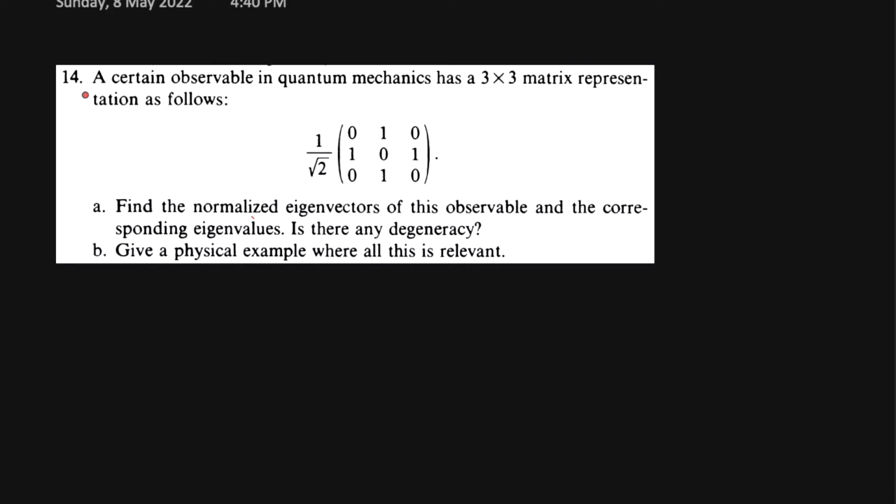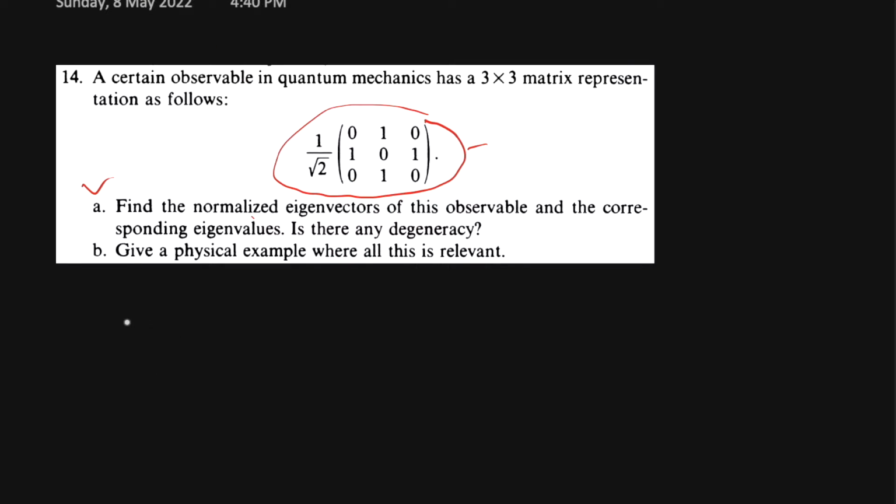Now we will solve question number 14. A certain observable in quantum mechanics has a 3 cross 3 matrix representation as follows. This matrix. Now it is asked, find the normalized eigenvectors of this observable and the corresponding eigenvalues, and is there any degeneracy, and second, give a physical example where all this is relevant.